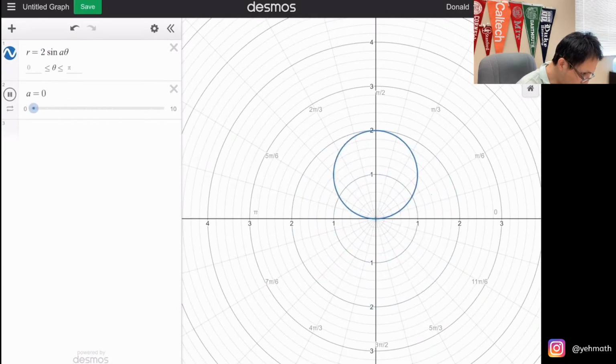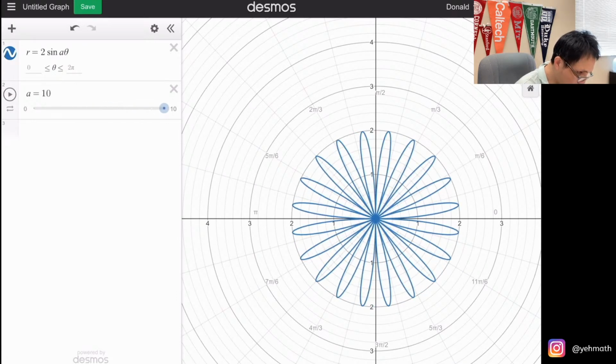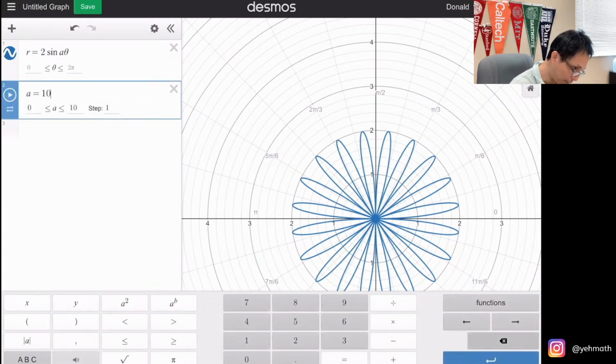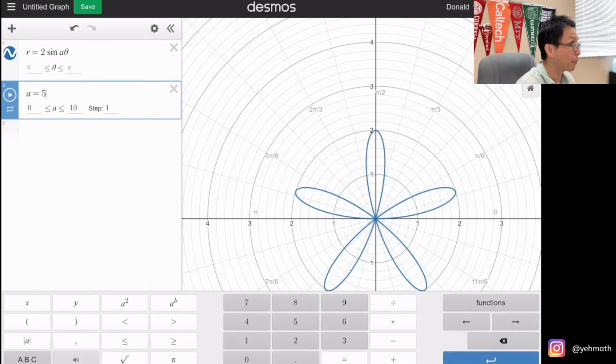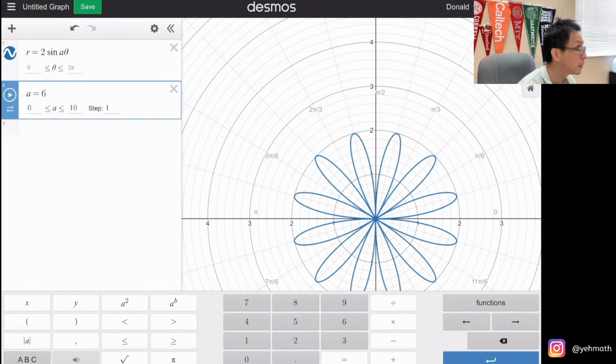The interesting thing is, I'm going to pause here. That's just going to be 1, and that's actually 20 petals if you count it up. So the weird thing is this: if it's even, it's going to double. If it's odd, it's going to be the same. So if I change it to 5, it would be exactly 5 petals. If you did 6, it'd be 12.